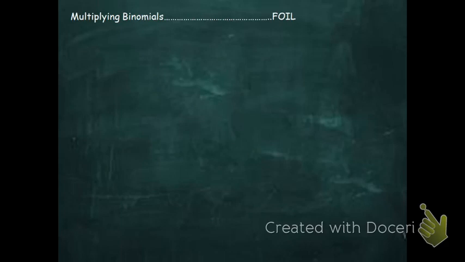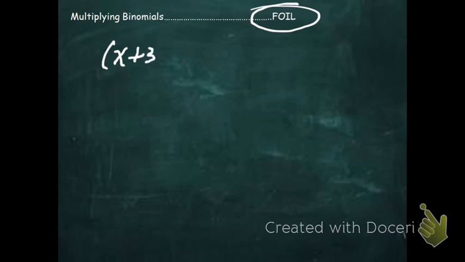All right, next we want to look at multiplying binomials. And I've got this little word or acronym written out here, FOIL. What that stands for is first, outside, inside, last. Just gives you a little way of remembering. So let's look at an example here. Suppose we have x plus 3, and we want to multiply that with x minus 5.